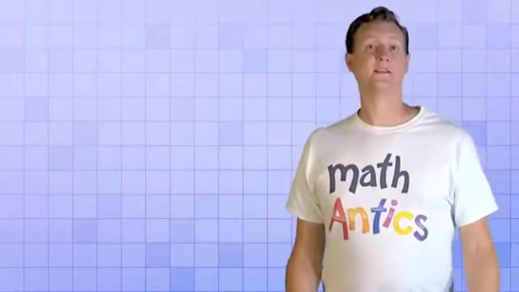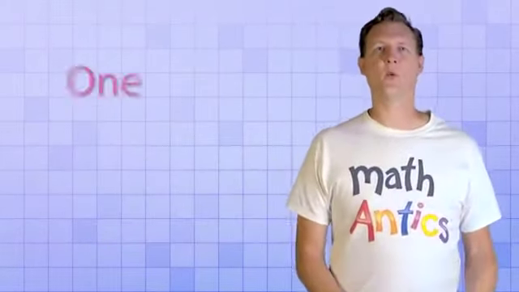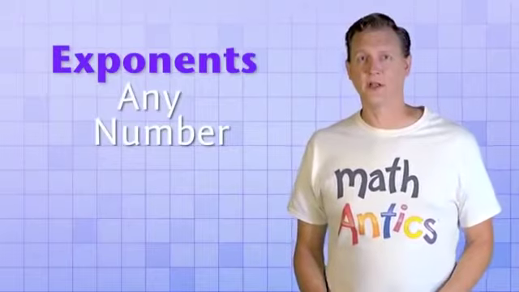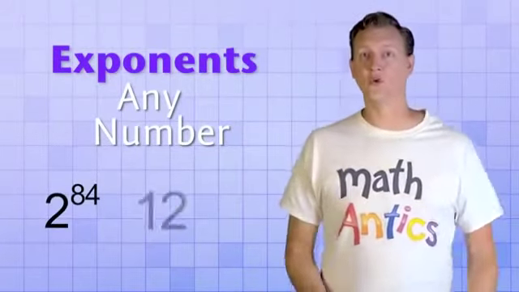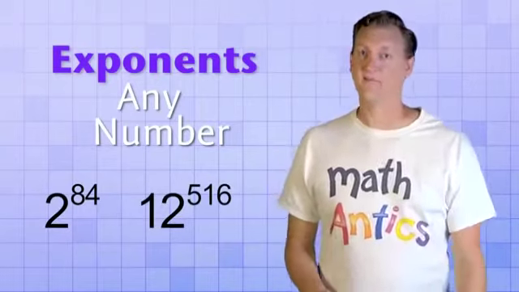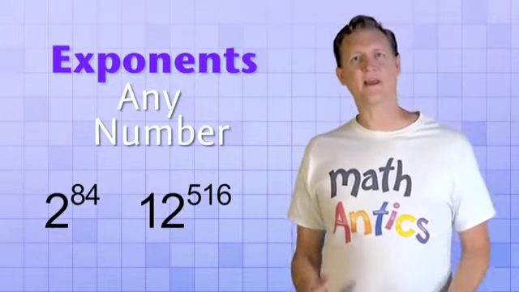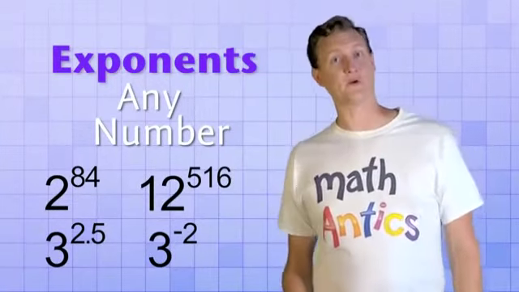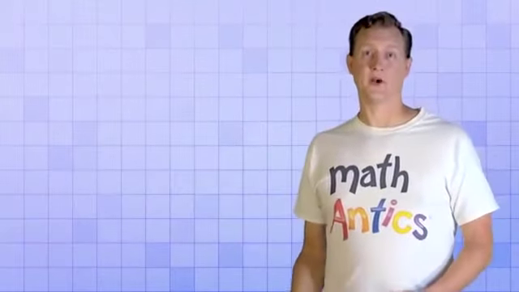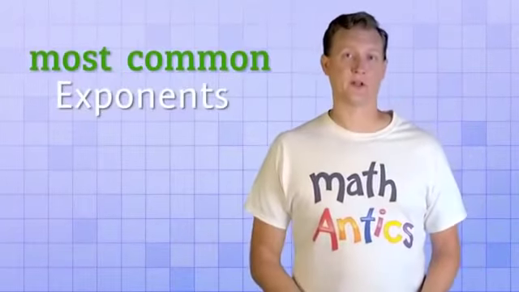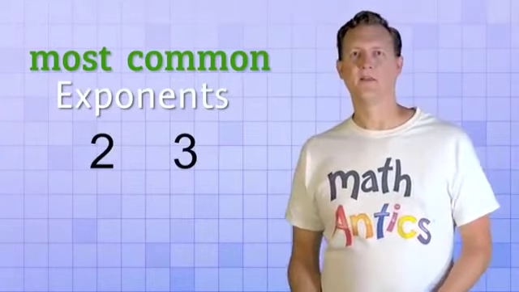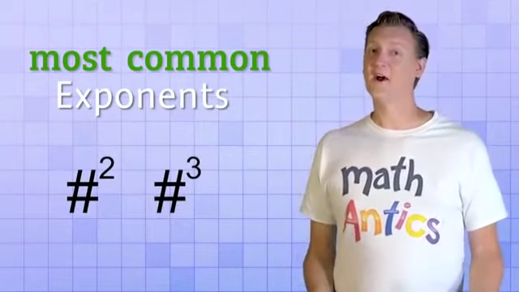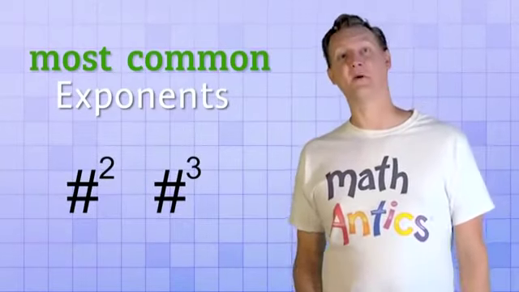In the examples we've seen so far, we've only had simple one-digit exponents, like 2, 3, or 4. But exponents can be any number. You could have 2 to the 84th power, or 12 to the 516th power. In fact, as crazy as it sounds, you can even have exponents that are decimals or negative numbers. But we'll save advanced exponents like that for future videos. In the last part of this video, I want to focus on the two most common exponents you'll encounter, which are 2 and 3. That is, you'll very often see a number raised to the 2nd power or to the 3rd power. In fact, those exponents are so common that they even have special names.